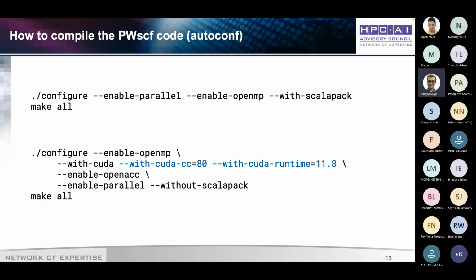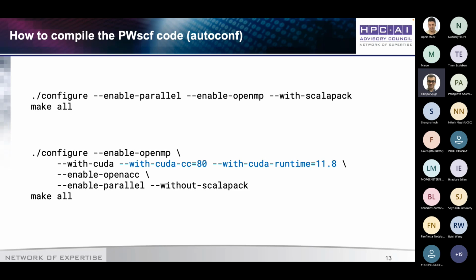So in terms of configuring the code, I'll do an example with autoconf. Configure is very easy. You want to run in parallel, you want to run with OpenMP, so MPI plus OpenMP as a programming model is supported. You may or may not want to run with ScaLAPACK. I believe CPU only is the default. And then you do make all and you build all the binaries you want.